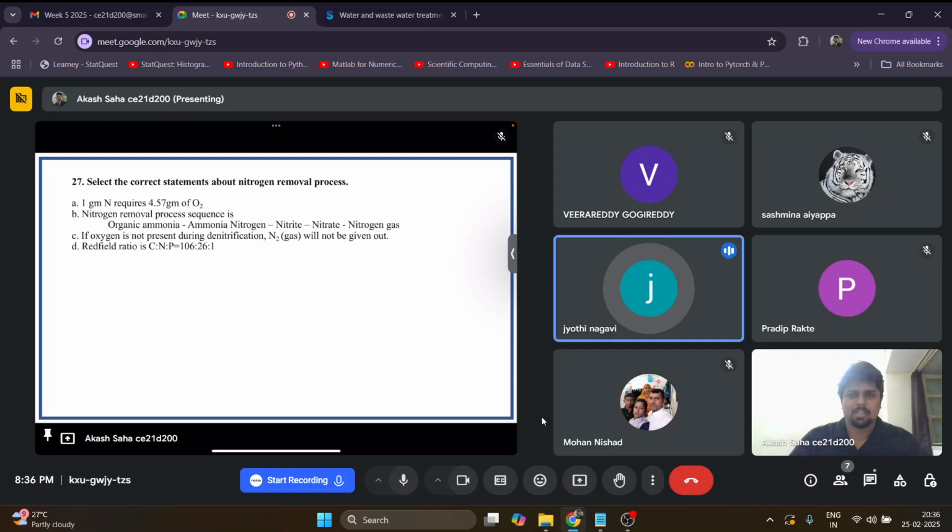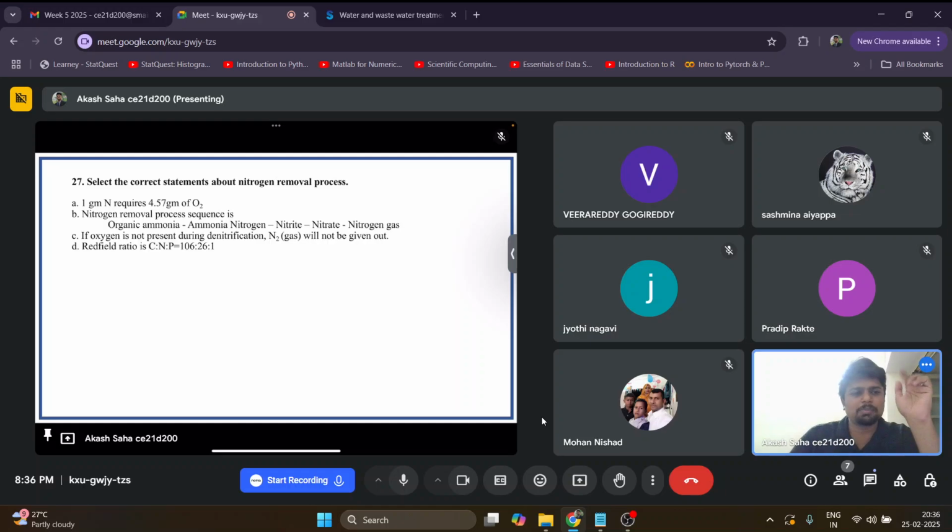Sorry, sir, I read it wrong. So that's why option C will not be correct, whereas option A is definitely correct because per gram of nitrogen we need 4.75 grams of oxygen; in the equation also it comes to 4.57 times of oxygen. Okay, so option A is correct.